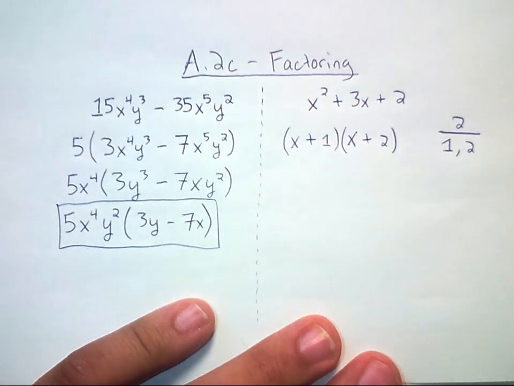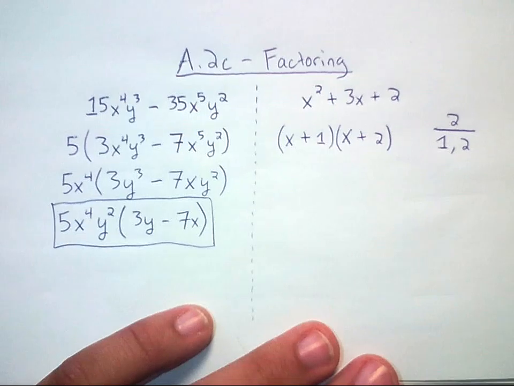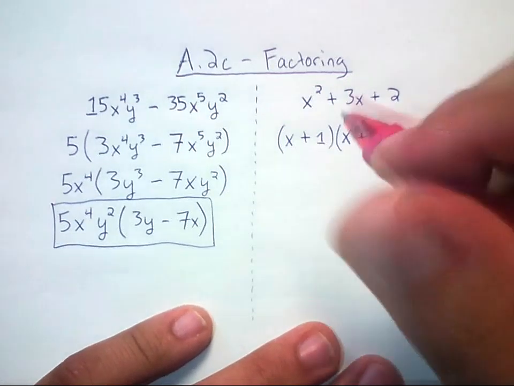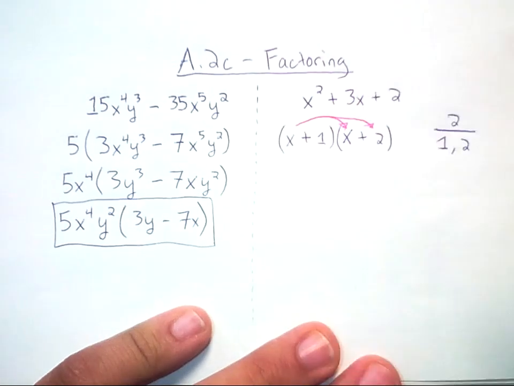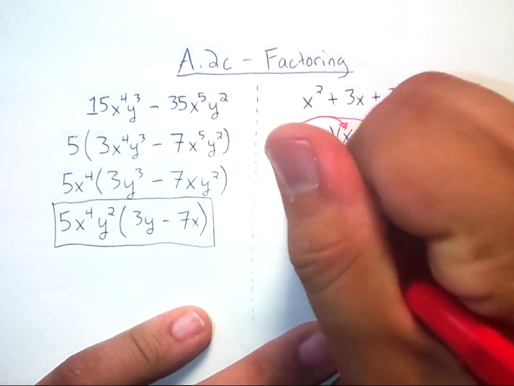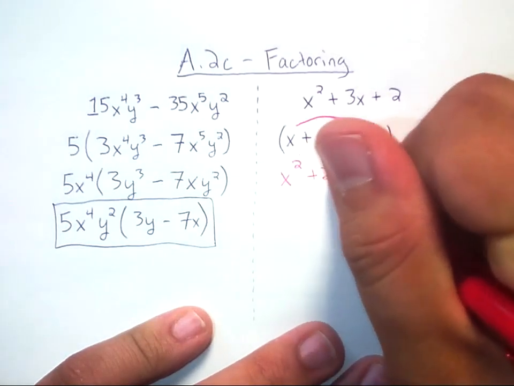Now, let's go ahead and check, and it might make a little more sense how I came up with these numbers and what I exactly did. So I'm going to go ahead and distribute. So I'm going to multiply that to that and that to that. So we're going to do x times x, which is x squared, and I'm going to do x times 2, which is 2x.